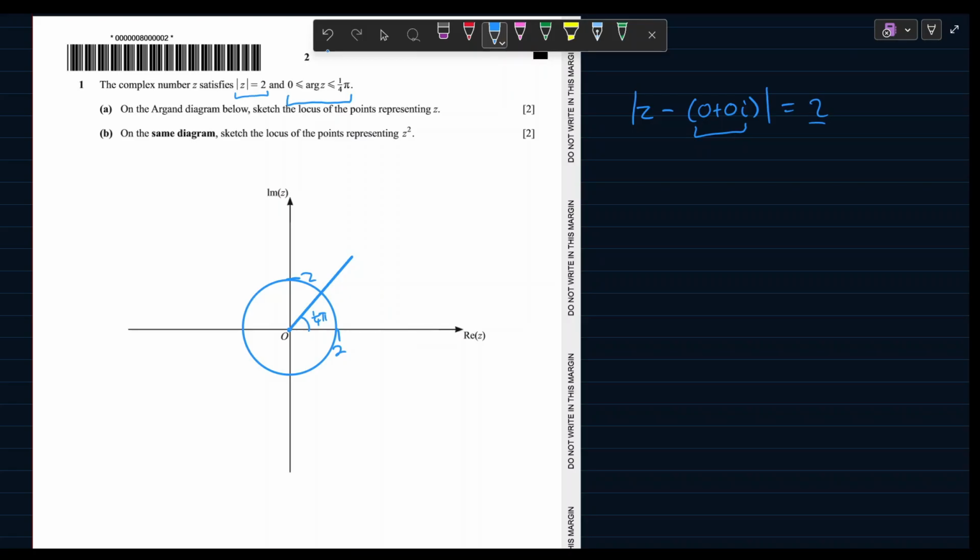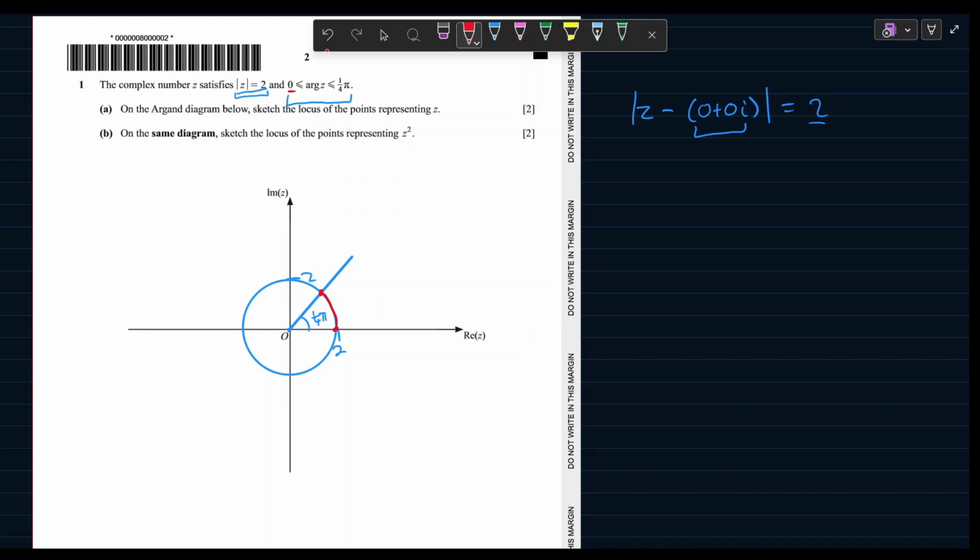And so we want points that satisfy both conditions. So they have to be on the circumference of the circle, and the angle should be less than or equal to a quarter pi, but also greater than or equal to 0. So I'm going to shade that. I'm going to highlight that in red. So it's going to start at this point on the circumference. Here our arg z is going to be equal to 0, and we go all the way up to a quarter pi, and this is where we would stop.